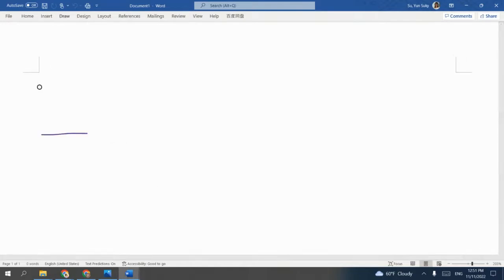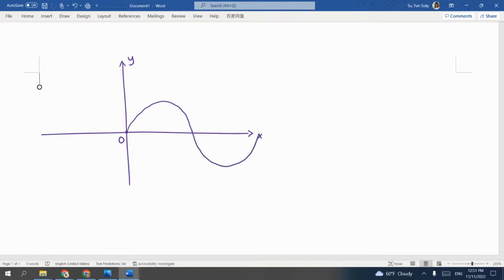This is the x-axis, this is the y-axis, and this is 0. The sine function and cosine function are like waves, and the sine starts with 0, 0. So you start with 0, 0, and then you go up and down like that. This is a sine function. And the period is what? The period is 2 pi.